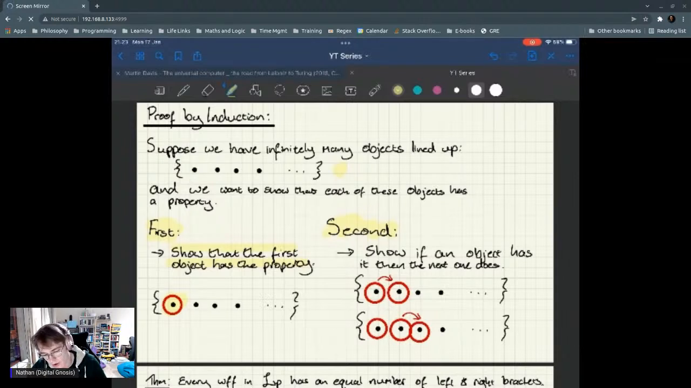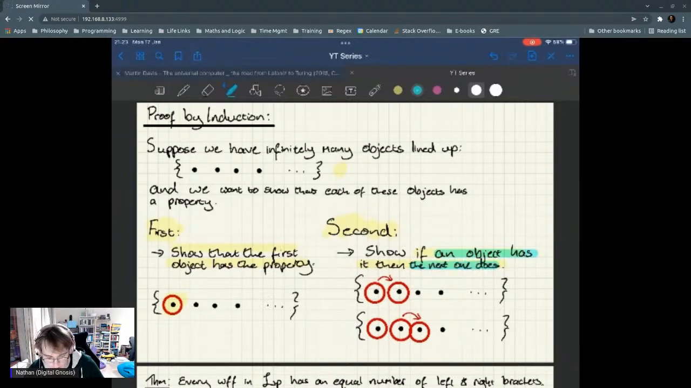And then our inductive hypothesis is to prove this conditional, right? So the conditional is of the form if P, then Q. So you can see the statement: if an object has it, then the next one does, right? If an object has the property. So what we do to do that is we assume the antecedent of that conditional. So we assume that an object has it. And then from there, we prove that the next one does.